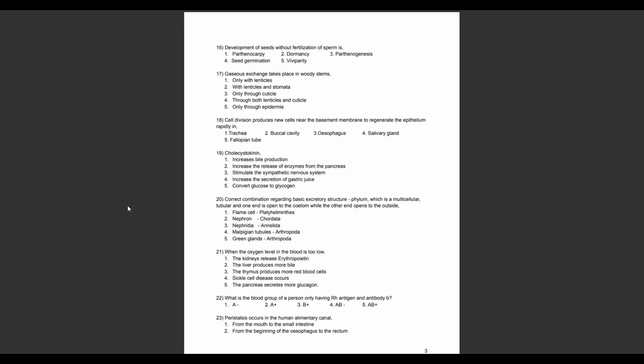Now, if we take the pharynx, the upper part of the esophagus, they are made up of skeletal muscles. So we have to take the second answer. Peristalsis occurs from the esophagus to the rectum. But no peristalsis in the mouth, right?